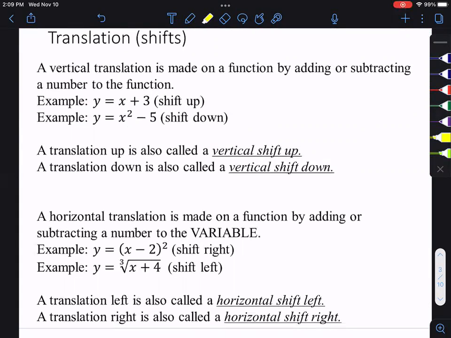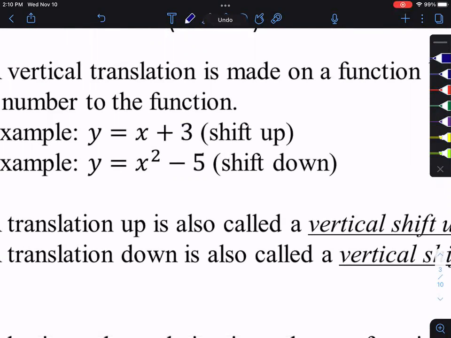So we can take all of these parent functions and translate them or shift them in different directions. A vertical translation or a vertical shift moves the parent function up or down. In order to do that, we add or subtract a number to the function. Always when we do this, the number is hanging out at the end. So this +3 is hanging out at the end of the function, and so is the -5. The +3 would shift the parent function x up by 3, and we're just talking 3 units on a number line.